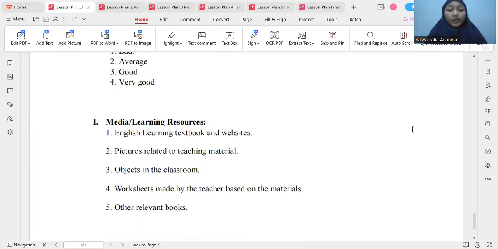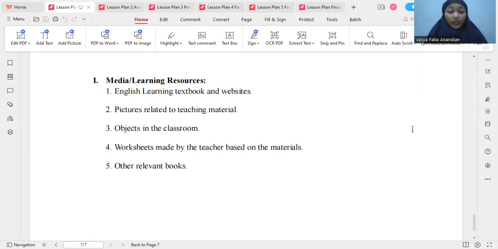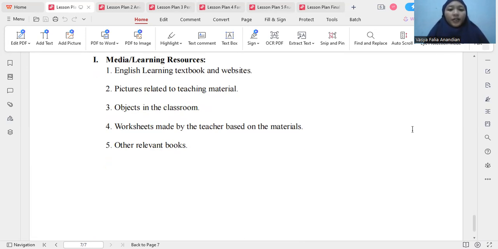So the material learning resources: English learning textbook and websites, pictures related to the teaching materials, objects in the classroom so the students can be more interactive, worksheet made by the teacher based on the materials, and other relevant books.